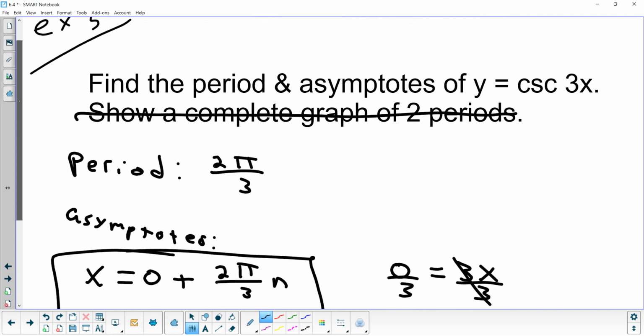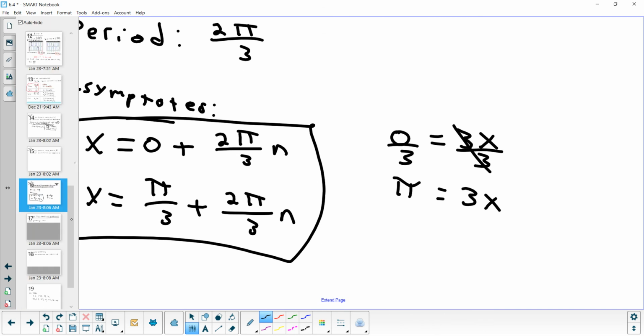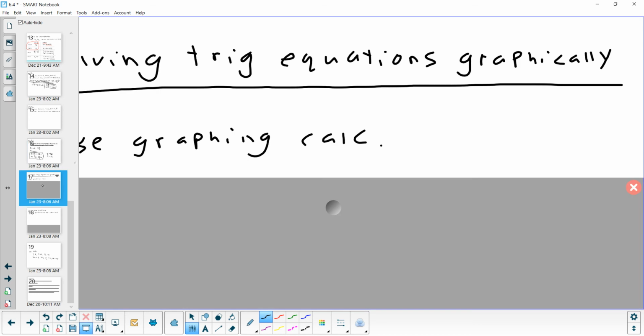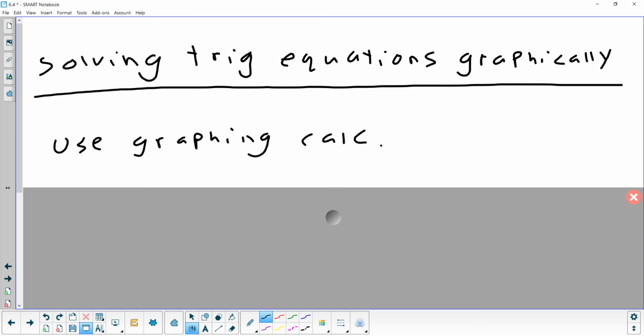Okay, so any question on finding the period and the asymptotes? All right. So the last thing is solving an equation on the calculator. Well, basically what this is going to be is finding an intersect. That's all.